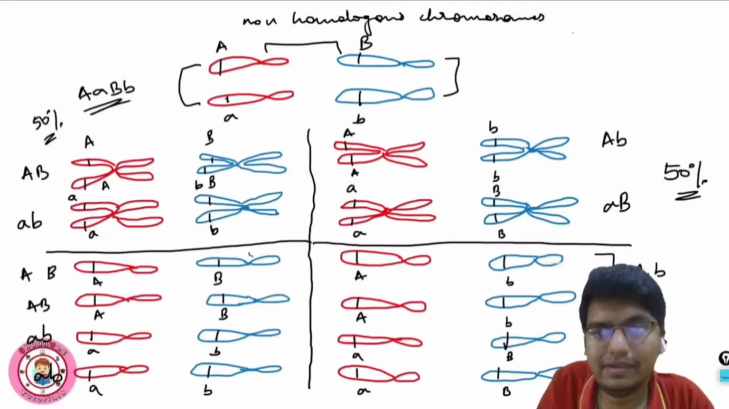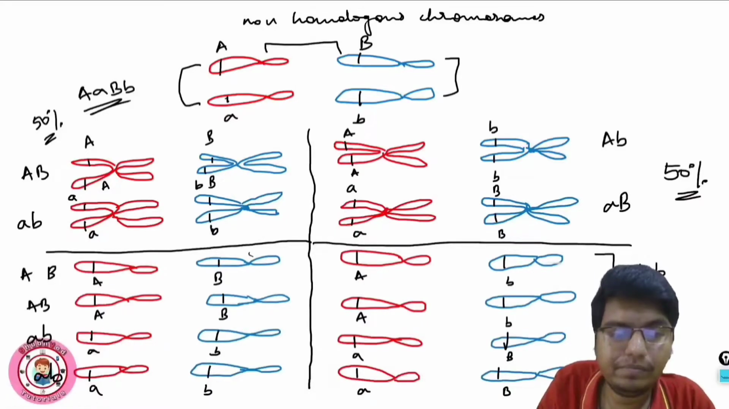This is basically independent assortment. This is known as independent assortment of genes according to Mendel's second law, as the genes are located on different chromosomes, right? So A and B, these are located on different chromosomes. We can see independent assortment, okay?